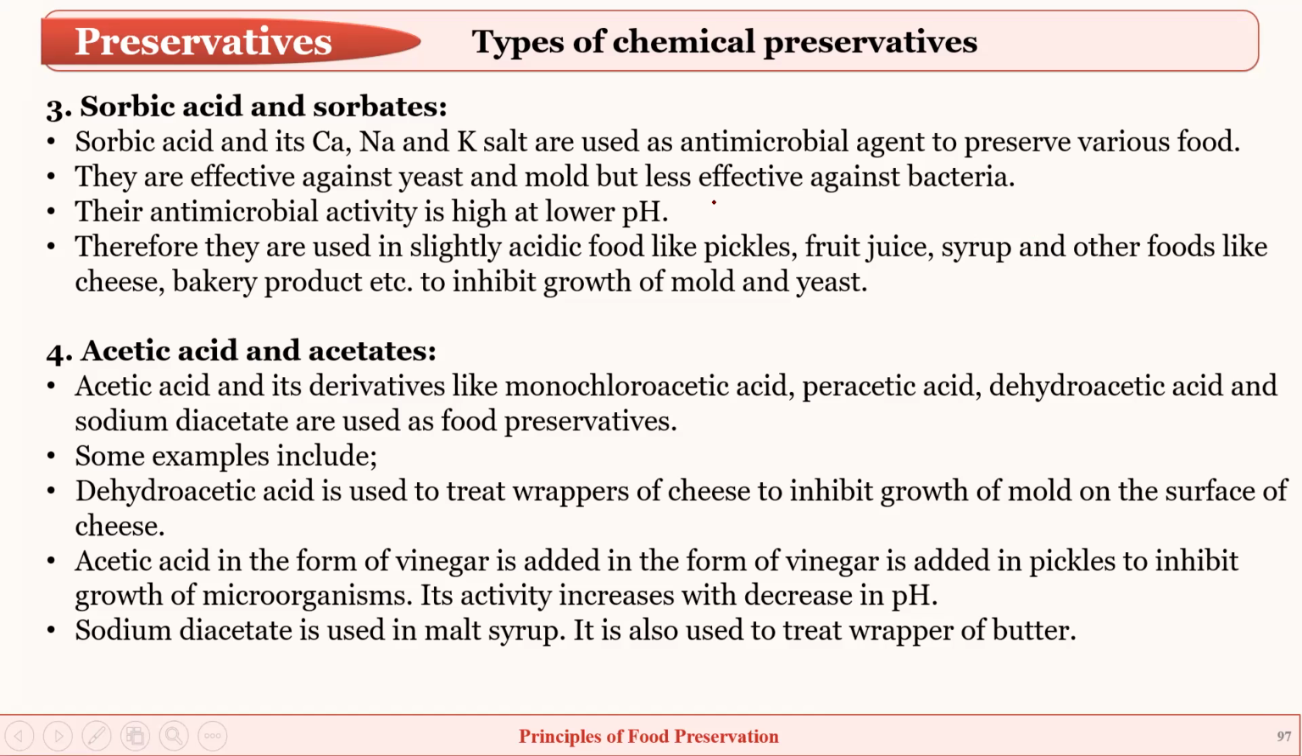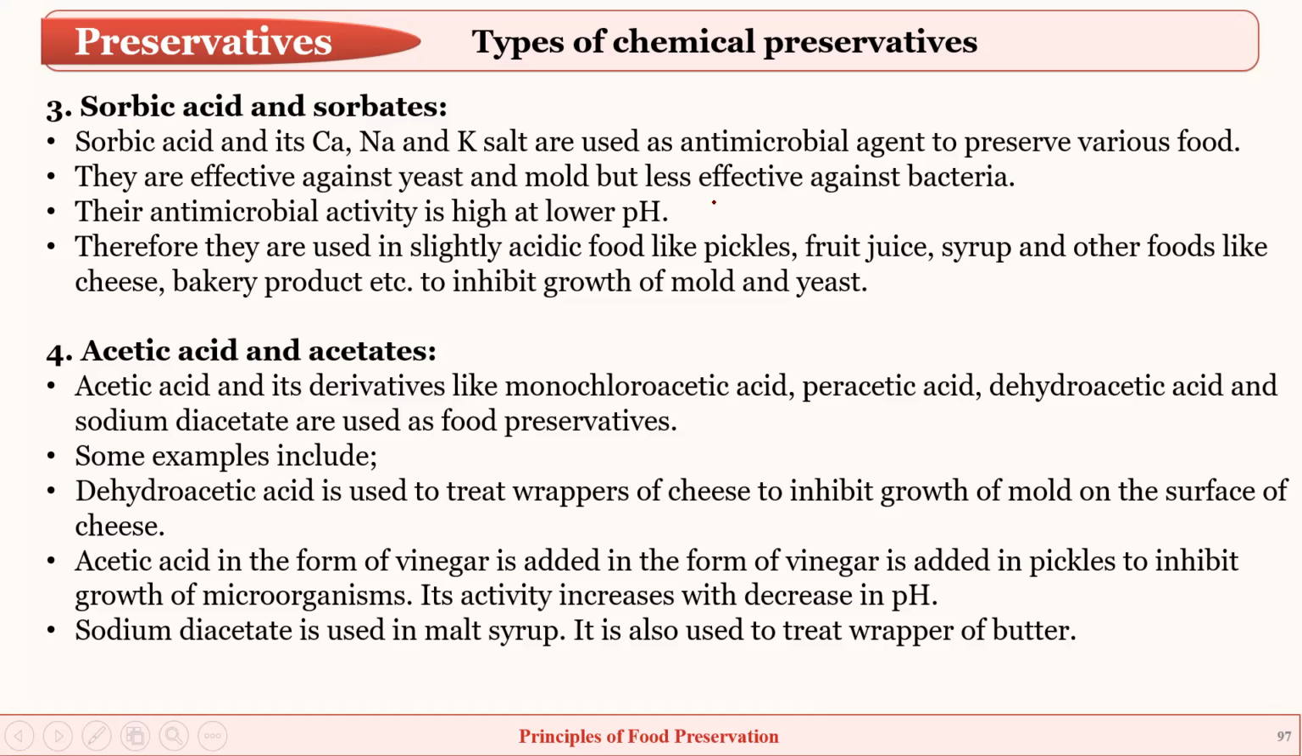So if you have a choice between some other preservative and the sorbates, you can use the sorbate only in foods which have a lower pH. So pickles, fruit juice, fruit syrups, and other foods like cheeses, bakery products, etc., to inhibit growth of mold and yeast, this sorbic acid and its salts could be used.